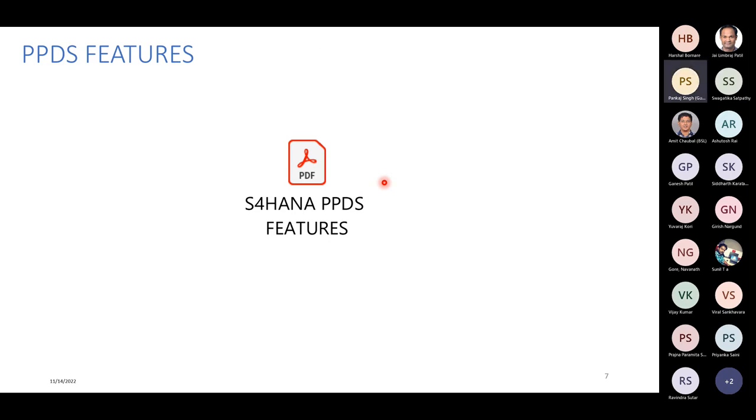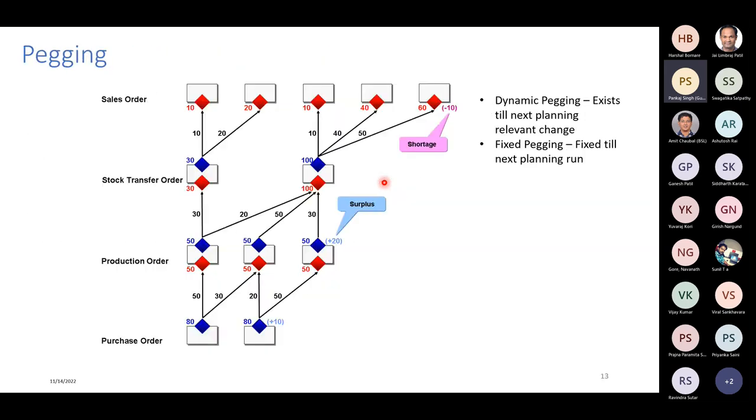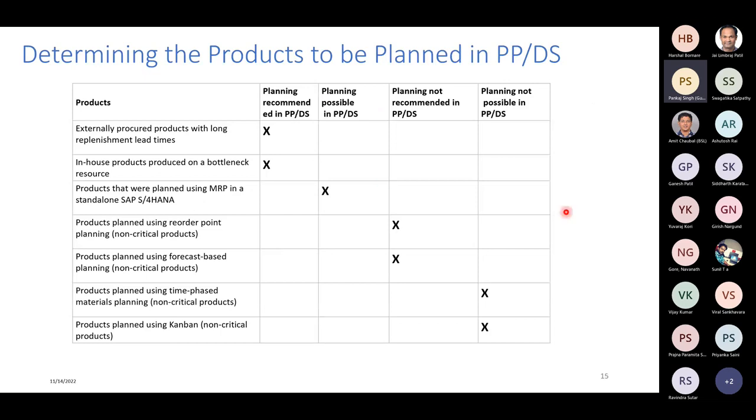So I have a big PDF which I'm going to open now. But before that, I had one slide I just wanted to touch upon. There is a consulting guidance as to when we implement PPDS, how do we decide, out of the entire list of products, which product should be planned in PPDS and which we should not. Okay, a very rough guideline is given in this table.